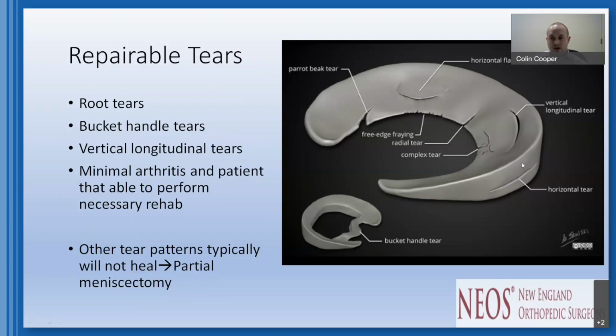For the tear patterns that are not going to heal or have a low likelihood to heal, we do partial meniscectomies, basically resecting away the torn area of the meniscus, leaving a stable rim, as much meniscus as possible. For a tear like this parrot beak tear, we would go in and trim around the torn area, leaving as much stable meniscus behind, getting rid of those mechanical symptoms, catching, locking, or other complaints that may be associated with it.